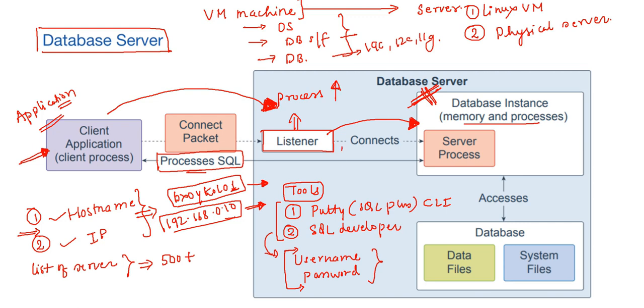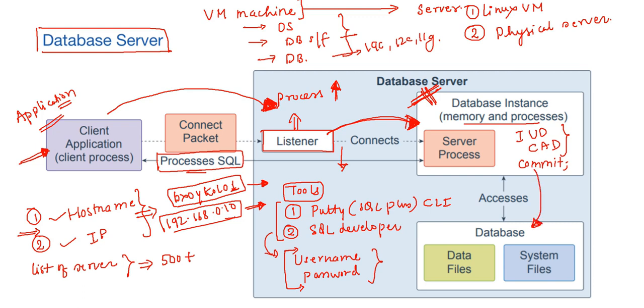If the listener process is down, then even if you fire the query from the application server, you won't be able to connect to the database instance. Once the listener process is up and running, you are good to connect with the database server, and after connecting, you can fire insert, update, delete, create, alter, drop, whatever you want to do. And if you are doing insert, update, delete and commit, that means you are doing some transactions. Those transactions will be stored in the database.